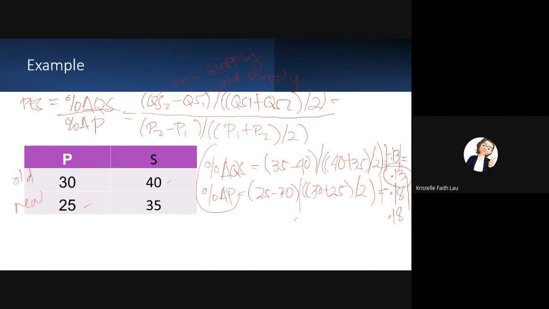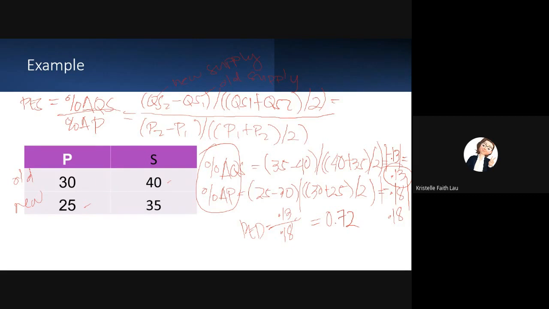Ngayon, meron na tayong value for the percentage change in quantity supply and the percentage change in our price. So, we have 0.13 divided to 0.18. So, this is for the PES. So, our answer here is 0.13 divide natin siya sa 0.18. So, we have 0.72. Ngayon, paano natin siya i-interpret?